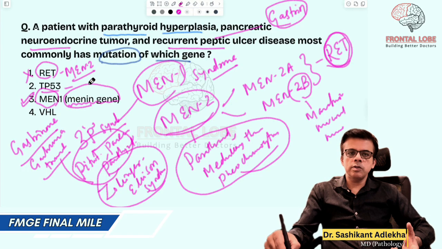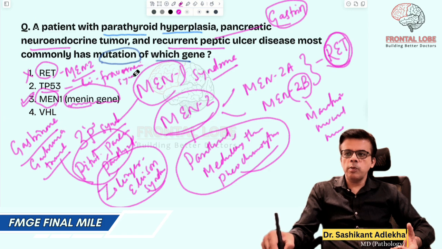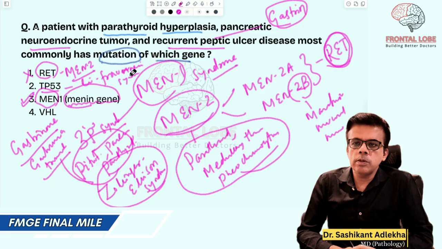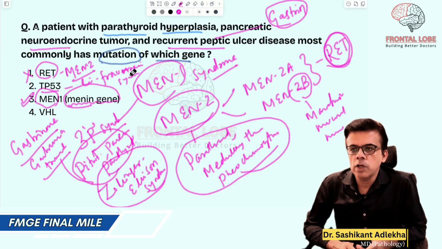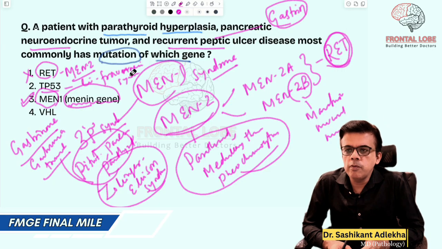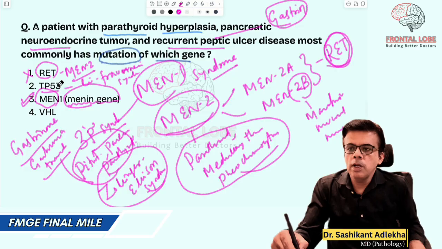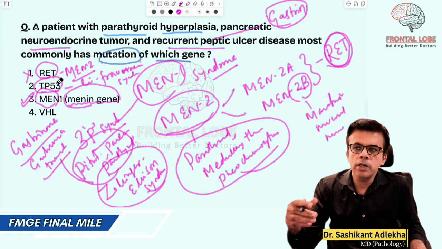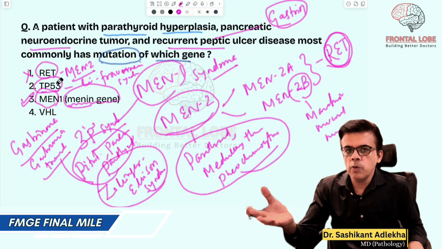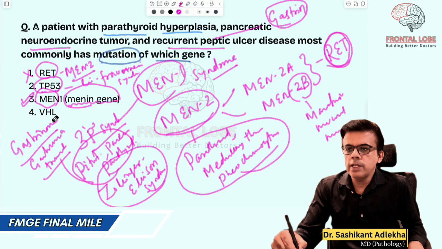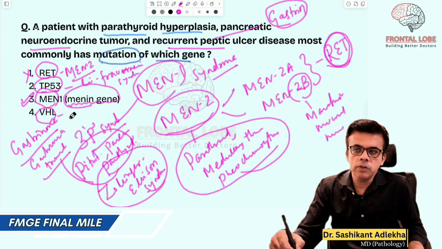TP53 is seen sporadically in many of the cancers, and it is also seen in Li-Fraumeni syndrome, in which multiple visceral cancers and some soft tissue cancers like osteosarcomas may be noted, and many of the visceral cancers are associated, like colon, pancreas, breast. Many of the cancers may be associated with inherited TP53 mutation, and it is also associated with many sporadic cancers as well.